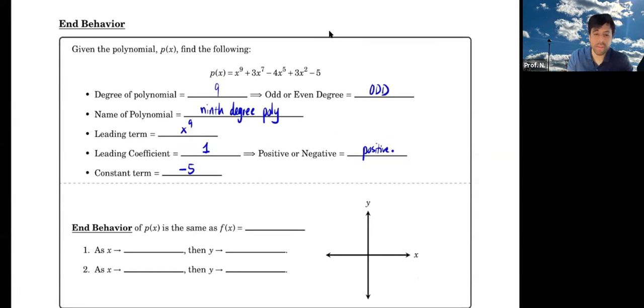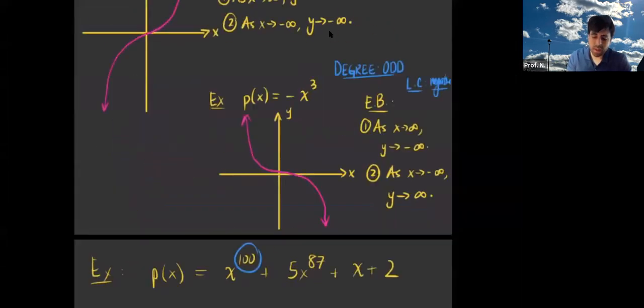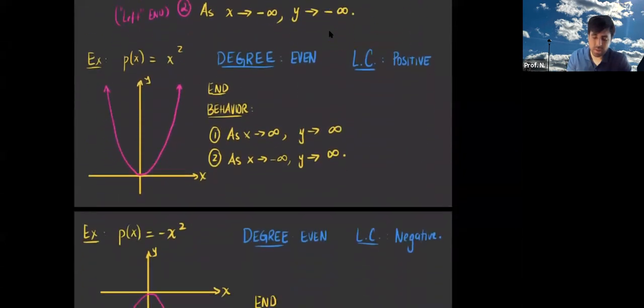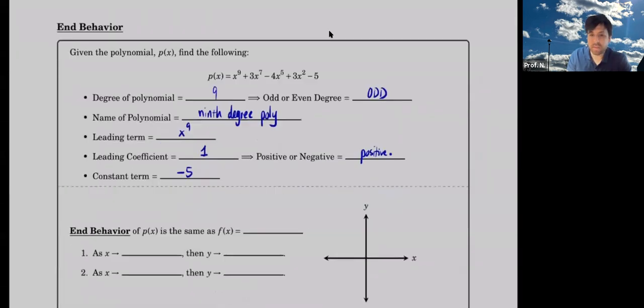So the end behavior of P of x is the same as what function? One of the four that we've discussed: x cubed, x squared. What is it the same as if it's odd and positive? Remember, there's only 4 of these. So which one of these 4 is the end behavior the same as?